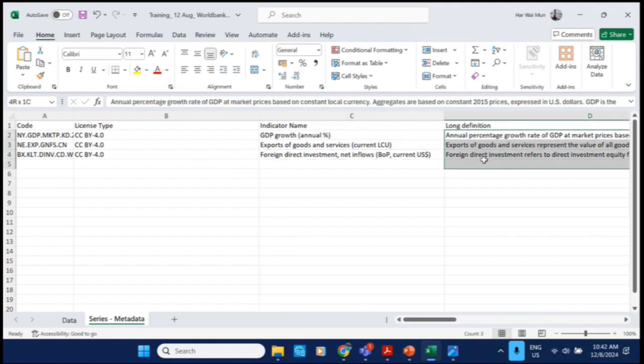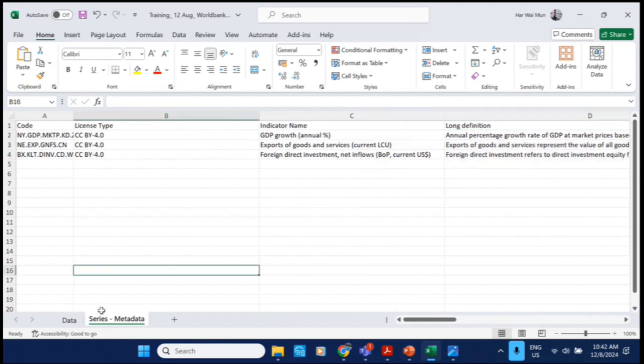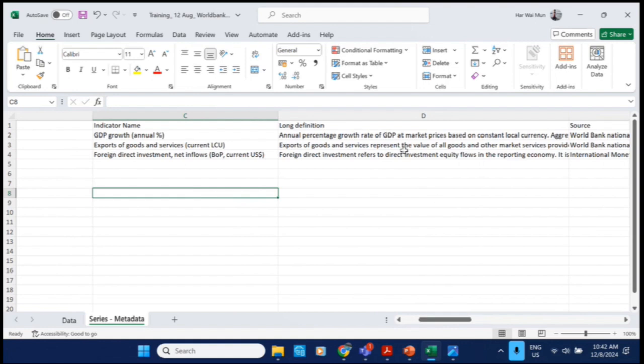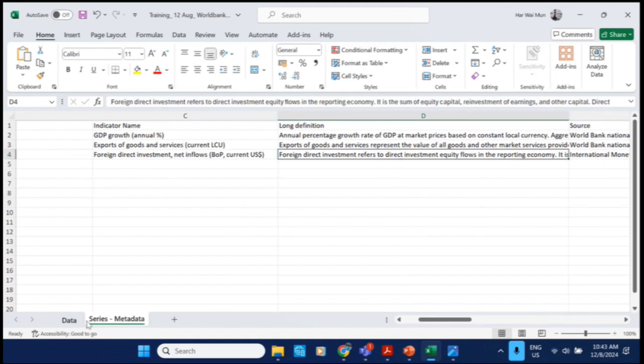So this will actually help you. Keep this file for safety purposes. Keep the metadata file. This metadata file is also very useful for your methodology. When you put FDI, sometimes you also need to explain what FDI is, where it comes from, the type of FDI. If you need a more detailed explanation, you can get it from here. So don't delete this one.